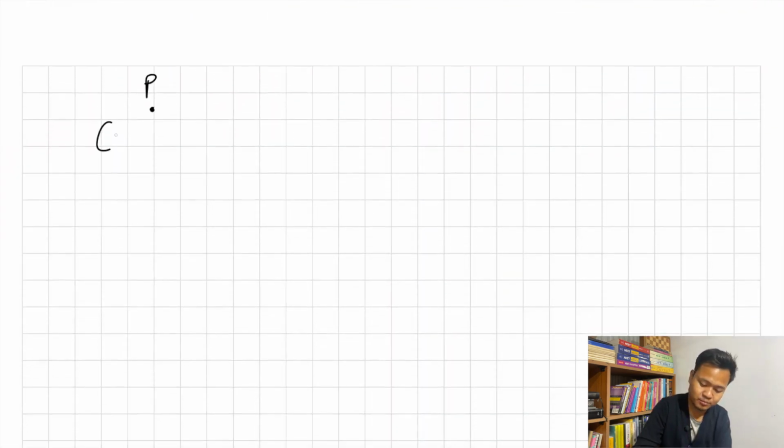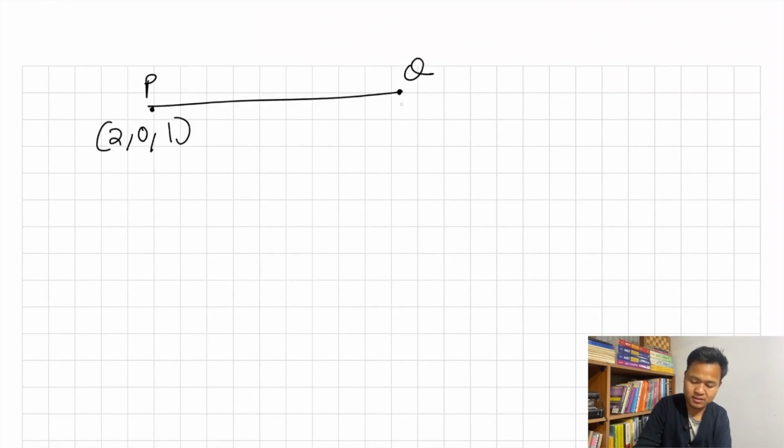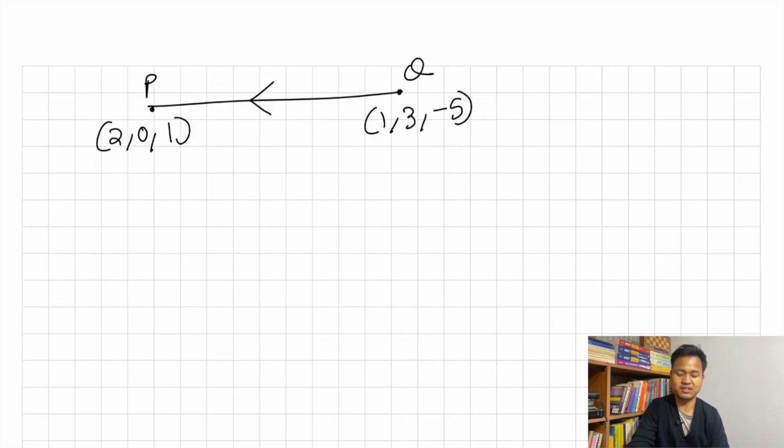Let's try one more. Point P is (2, 0, 1). I have point Q, say (1, 3, minus 5). Suppose I want to go from Q to P. Check the direction, direction is important. If I want to go from Q to P, how do I write the vector? I have to write QP bar.